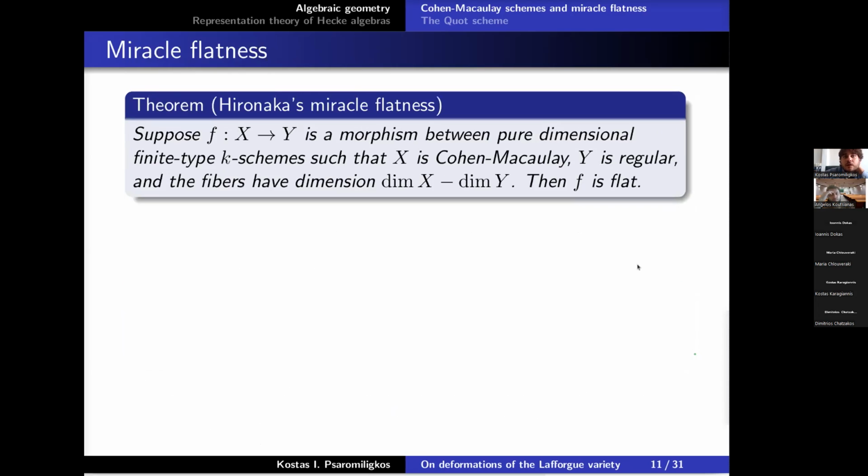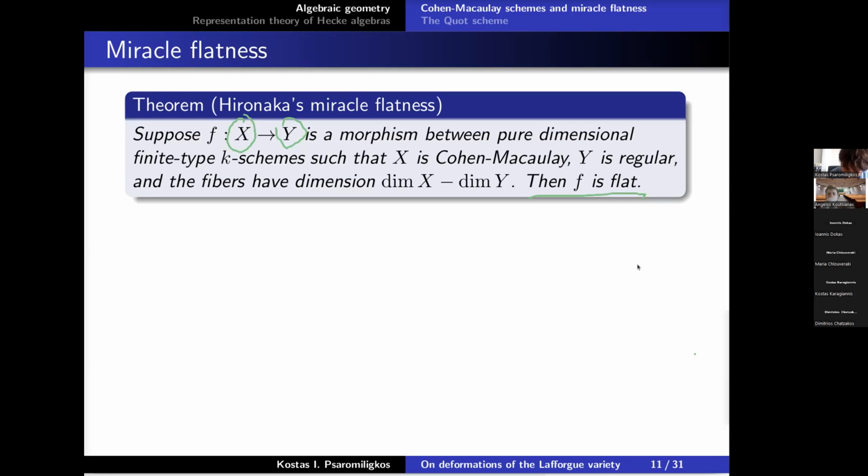Now, we need this notion because we have this miracle flatness theorem, which tells us if we have a morphism of schemes such that the base is regular and the fibers are of constant dimension, if X is Cohen-Macaulay, then this morphism is automatically flat. You don't need to do anything else. You just need X to be Cohen-Macaulay and Y to be regular. And actually, this essentially has a converse.